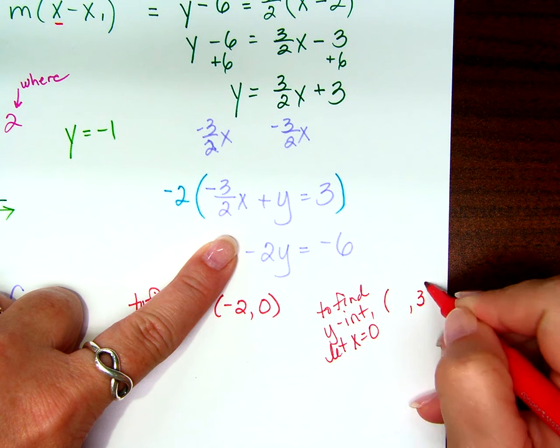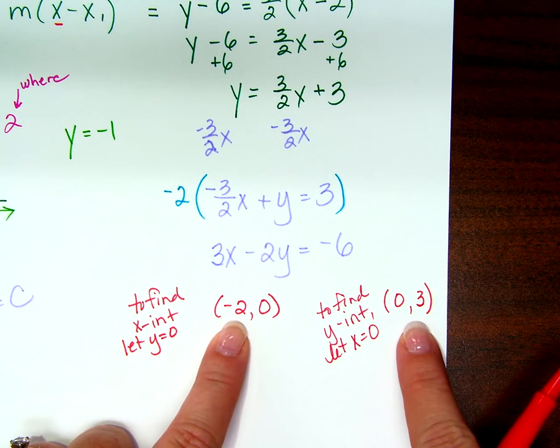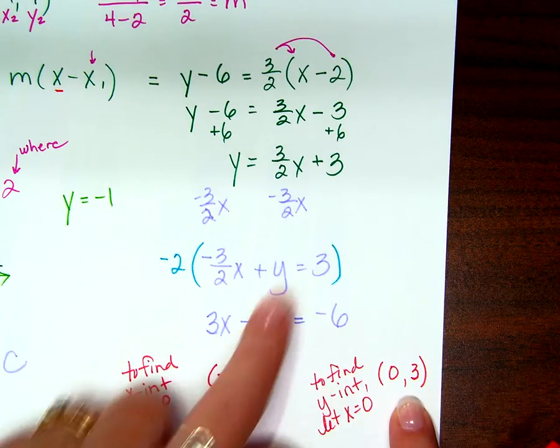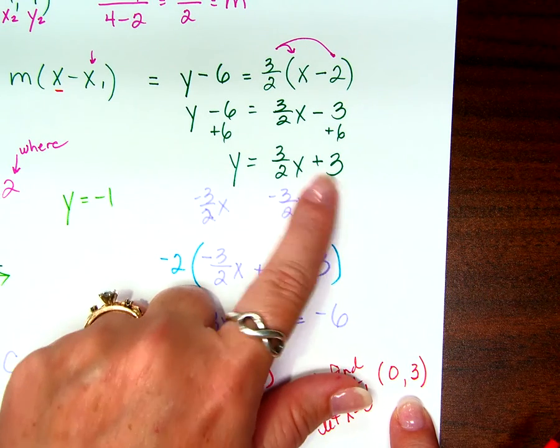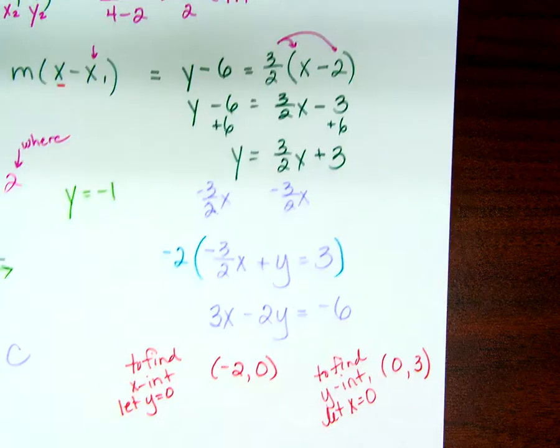Y is 3, right? What did we let x be? 0. There's the x-intercept. There's the y-intercept. Now we could even check that for sure, because I know this was slope-intercept form, and look what my y-intercept was. Yep. Okay.